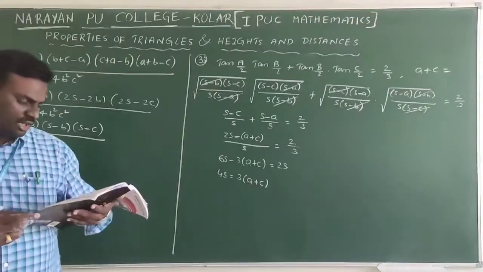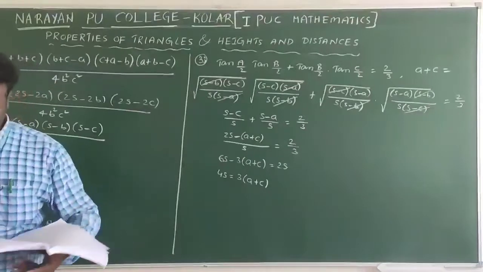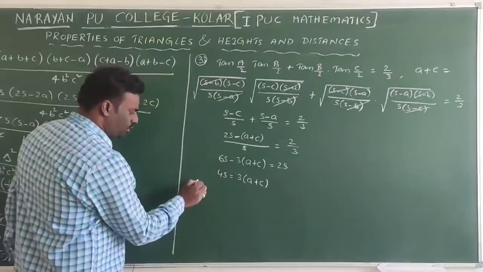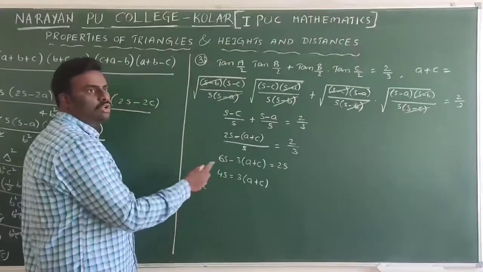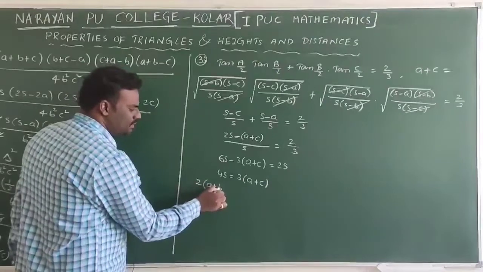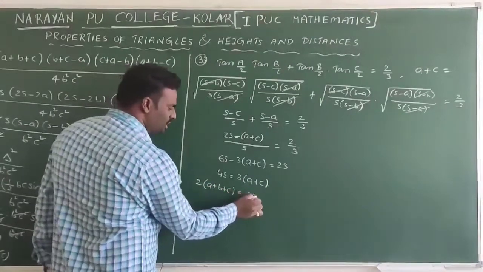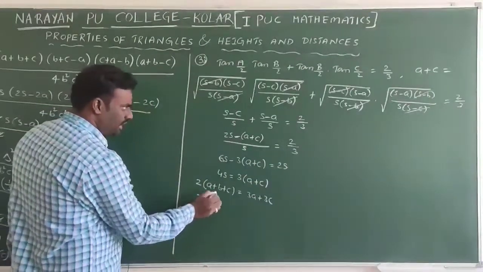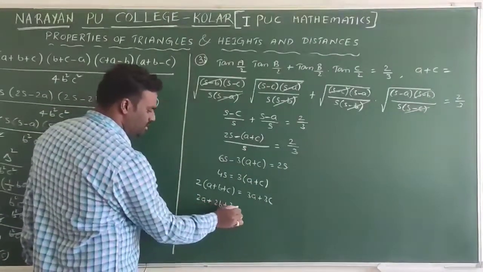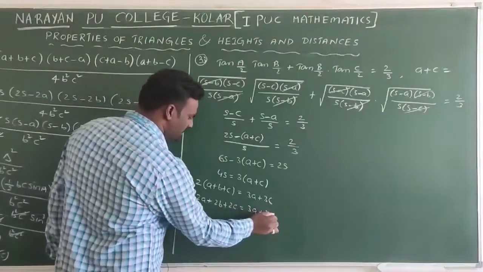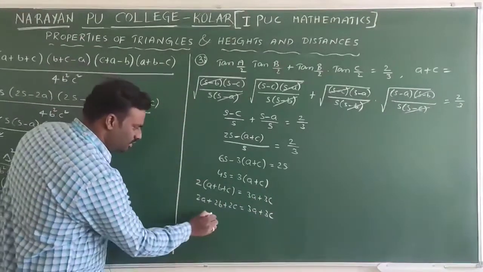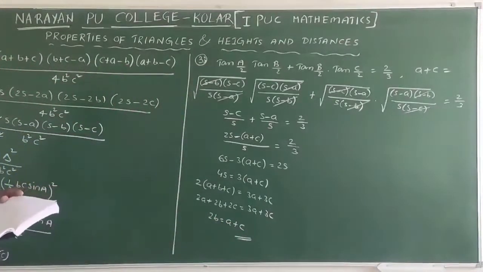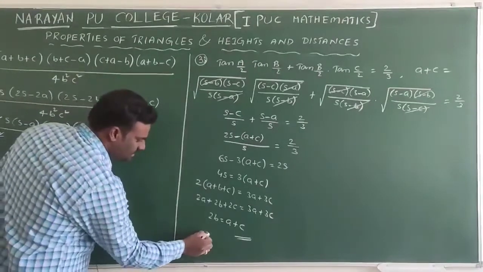But here the A plus C value is not given in terms of S, they have given it in terms of B. That's why I can write 2 into 2S, and 2S I can write as A plus B plus C. That is equal to 3A plus 3C. If you substitute, 2A plus 2B plus 2C is equal to 3A plus 3C. Now we can write 2B is equal to A plus C. So 33, option B is the correct answer.